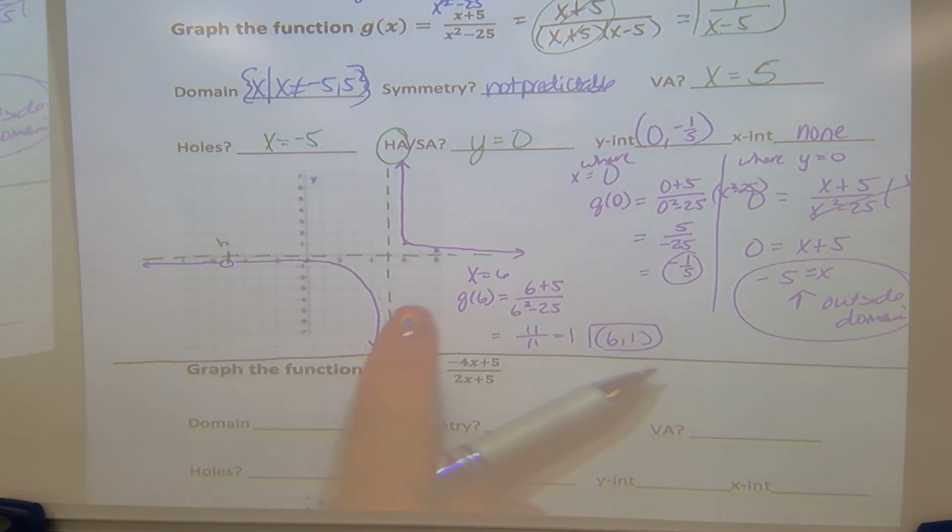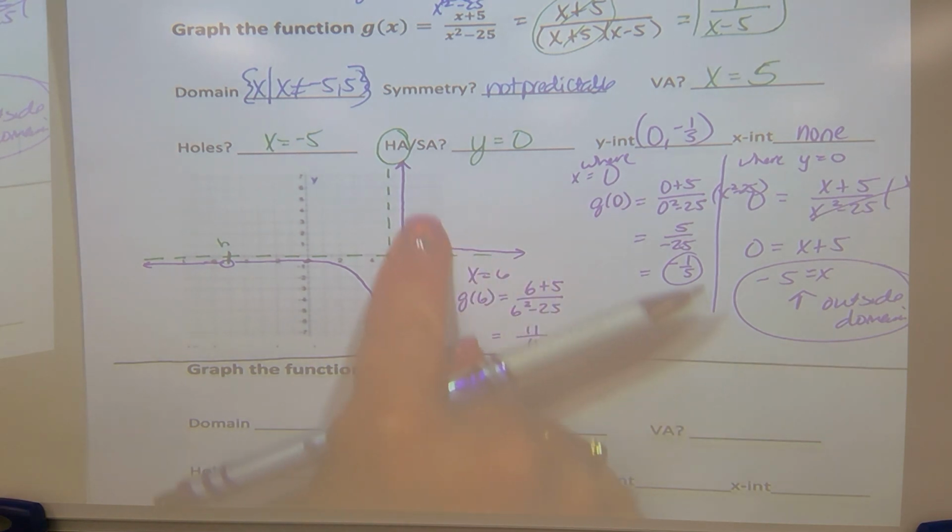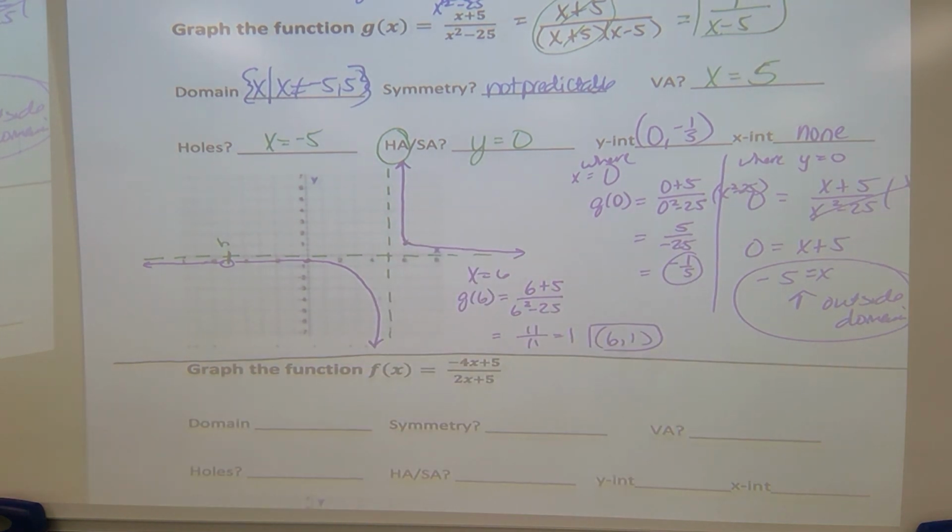Ta-da! That's supposed to be a curve. I'm sorry, it kind of looked like an angle. It's supposed to be a nice curve. So that's graphing one of our rational functions.